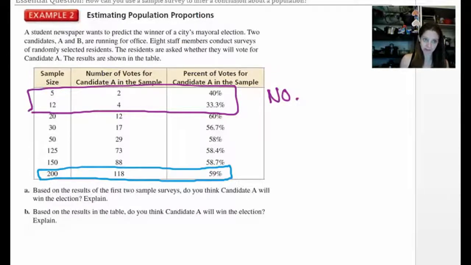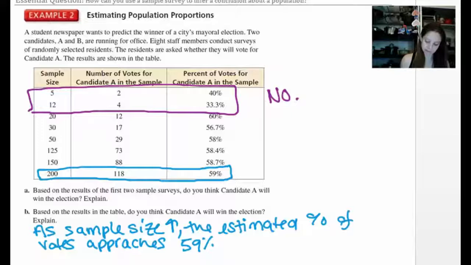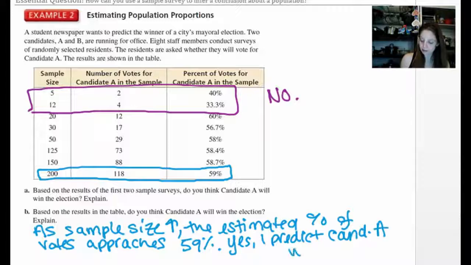So what I'm going to write here is, as the sample size increases, the estimated percent of votes approaches 59%. Okay, so therefore, yes, I predict candidate A will win.